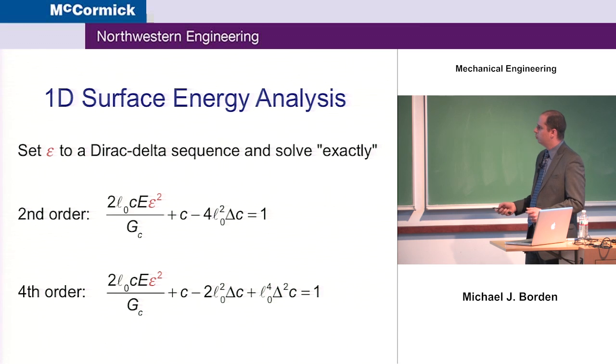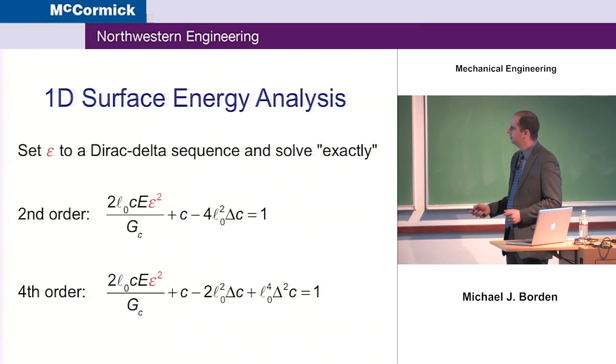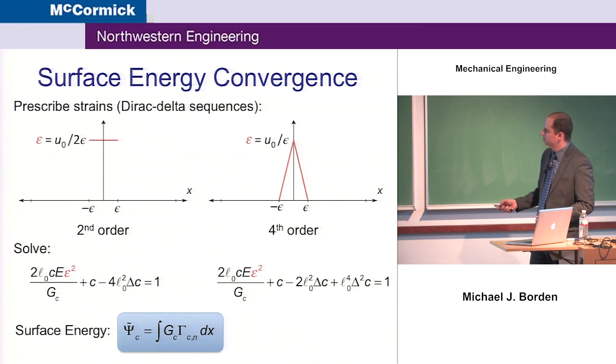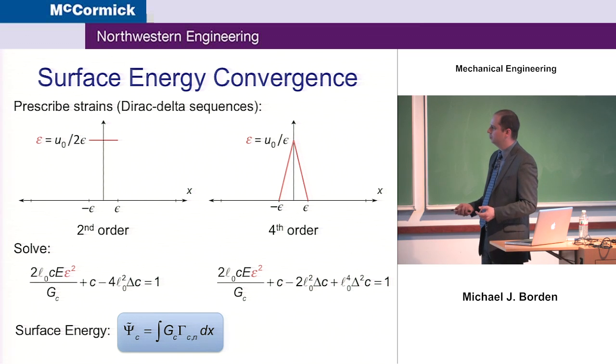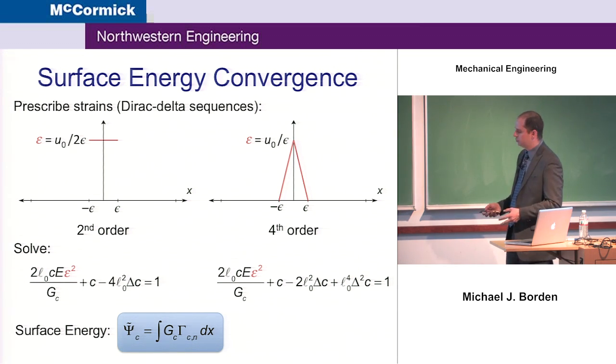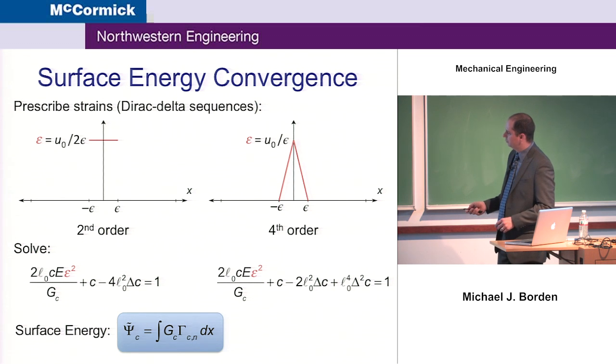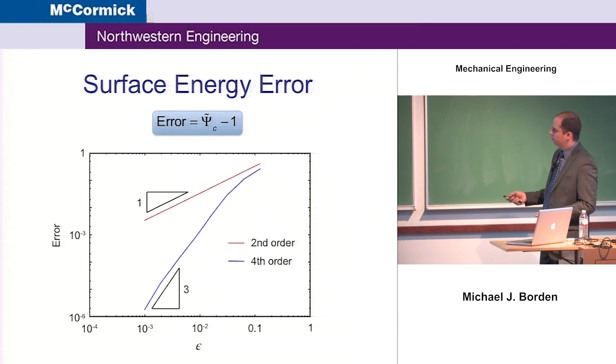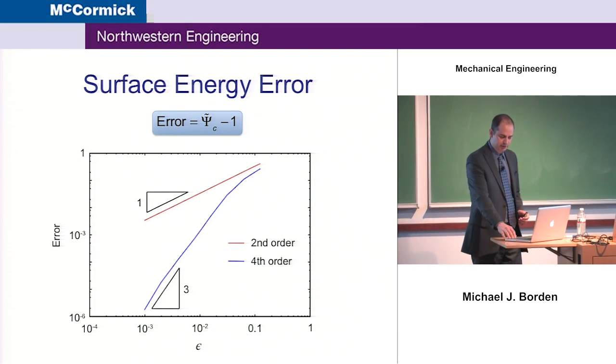for the surface energy, where now we set epsilon to a delta sequence, and then we solve exactly the phase field equation. So now epsilon is given, and we can take different epsilons. We can take a discontinuous strain field, which would be the result of using a C0 finite element linear basis, or we can do this linear continuous basis, which would be the result of using a quadratic basis. We plug these into our phase field equations, and now we're going to solve for the surface energy. And again, second order theory gives us a convergence rate of one. With fourth order theory, we get better convergence. So we get more accuracy in our surface energy.